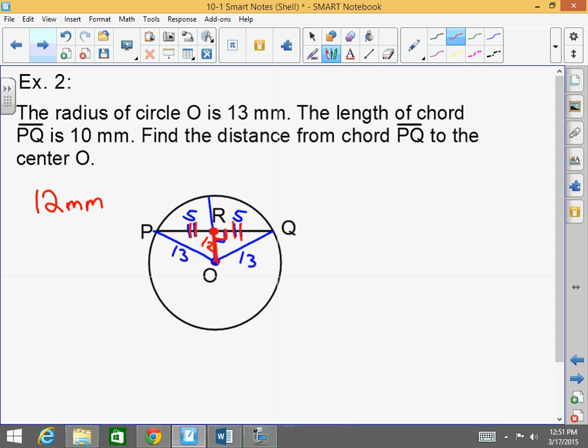Most people would not be able to do that. If people did do that and they guessed, it would be a lucky guess. And God bless you, that's awesome, good for you. But we know why, because if I draw an altitude, I bisect this chord. That's the Radius-Chord theorem in action.